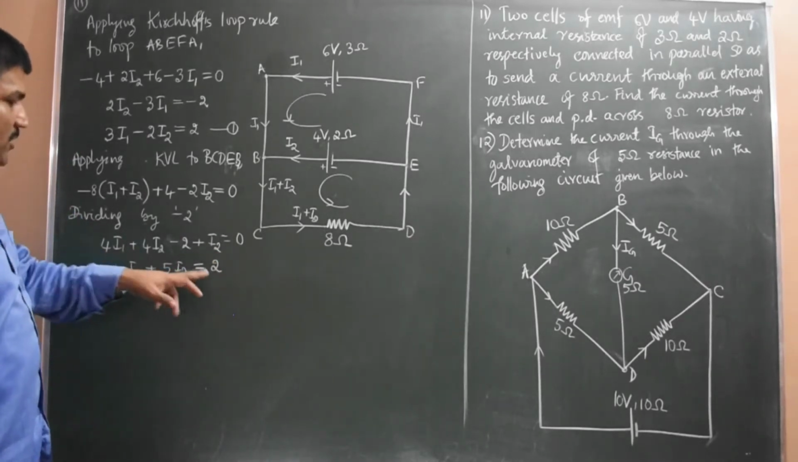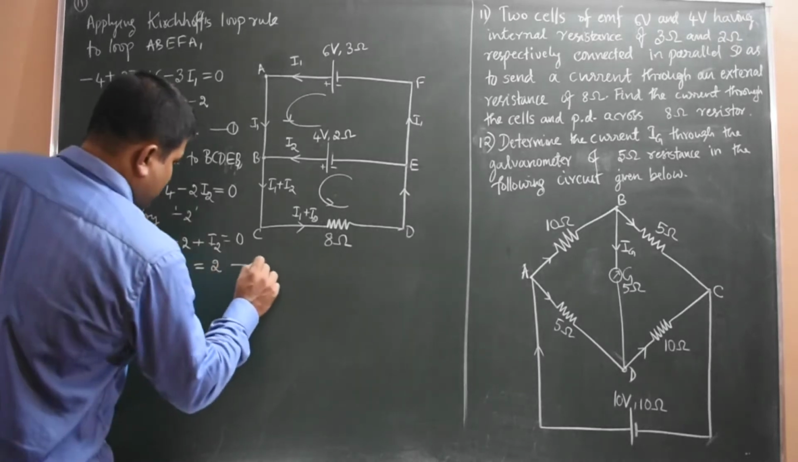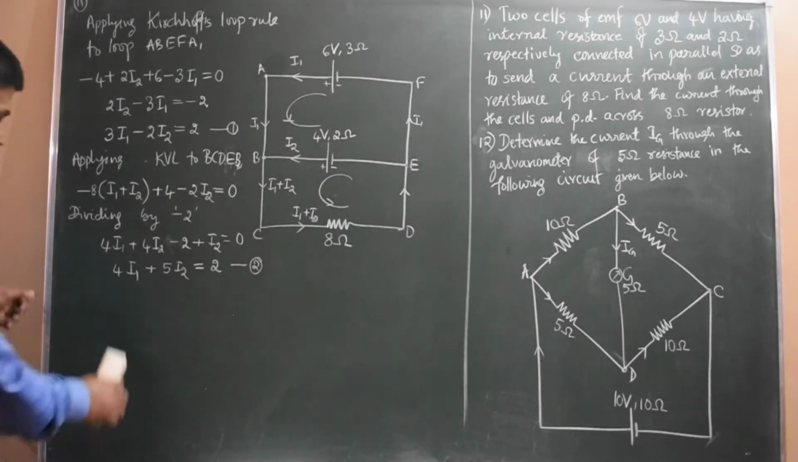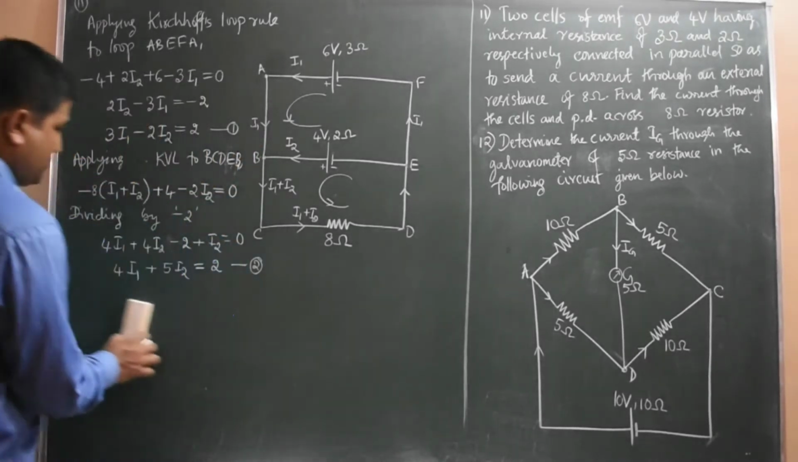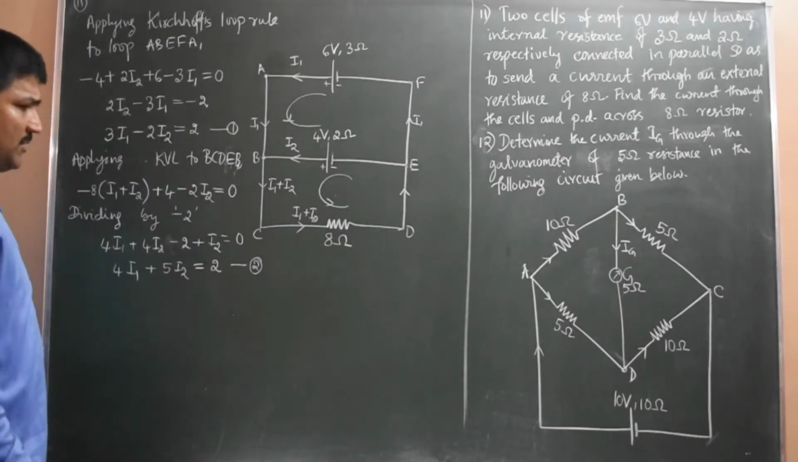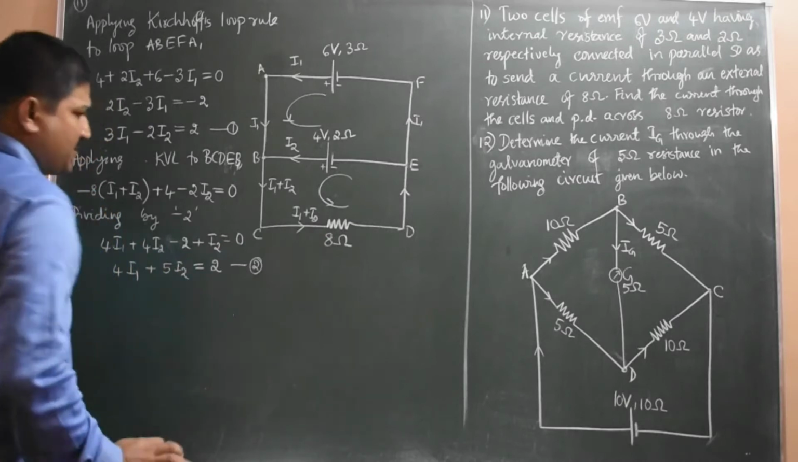4I1 plus 5I2 equal to 2. So this is the equation number 2. Now we have to solve the equations 1 and 2 to get the required answer. We have to solve the two equations to get the value of I1 and I2. Then we can find the PD across 8 ohm resistor.